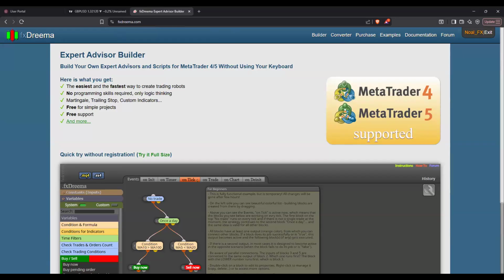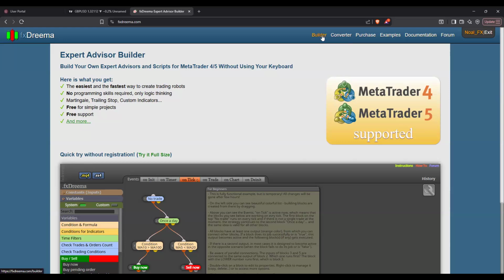Now, I remember at the seminar we had in Lagos, somebody was asking if you can convert indicators that are MT4 based to MT5 based. Yes, the FX Dreamer actually offers you the flexibility to do that on the paid version, although there might be some bugs depending on how complex it is. But that is what you can do with the converter.